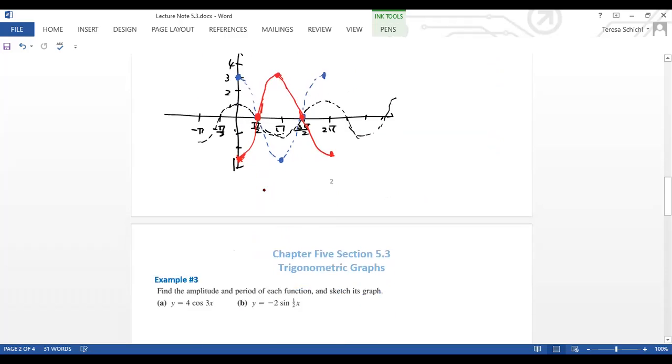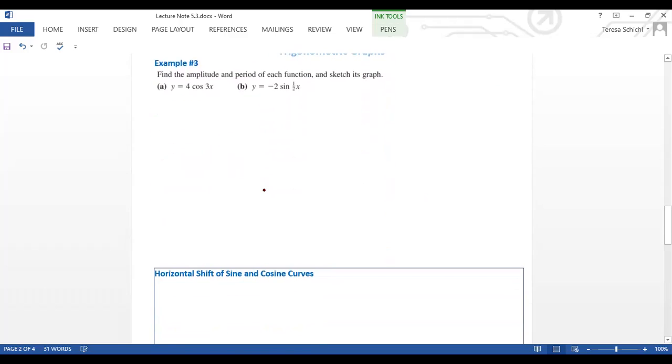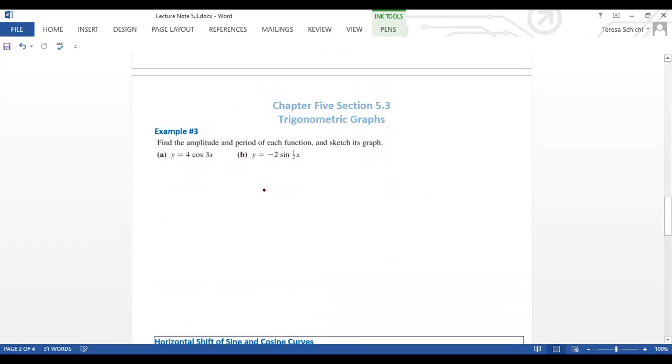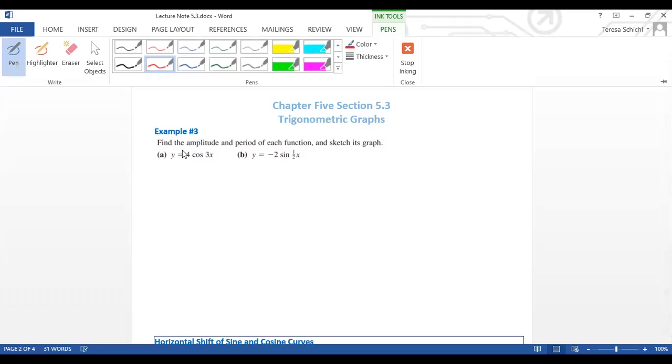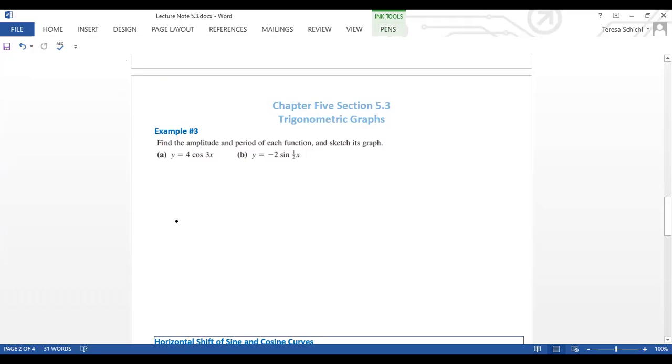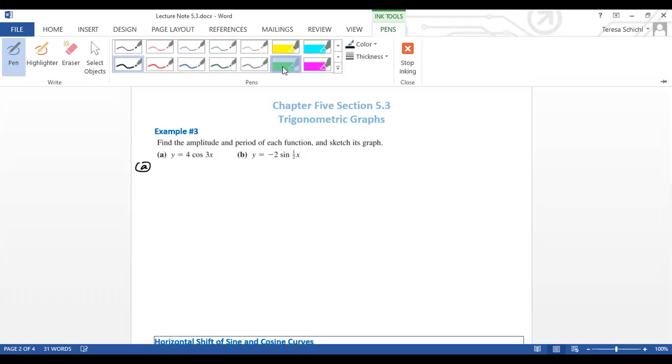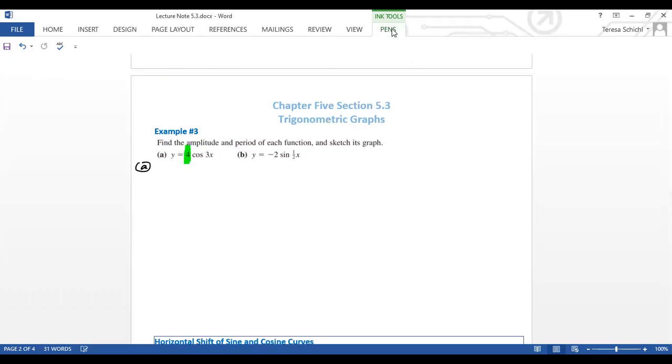Okay, now let's take a look at the next example. I'm going to find the amplitude and the period for these functions. For the first one, let's look at the 4. That means my amplitude is 4. Okay, and then let's take a look at the period.